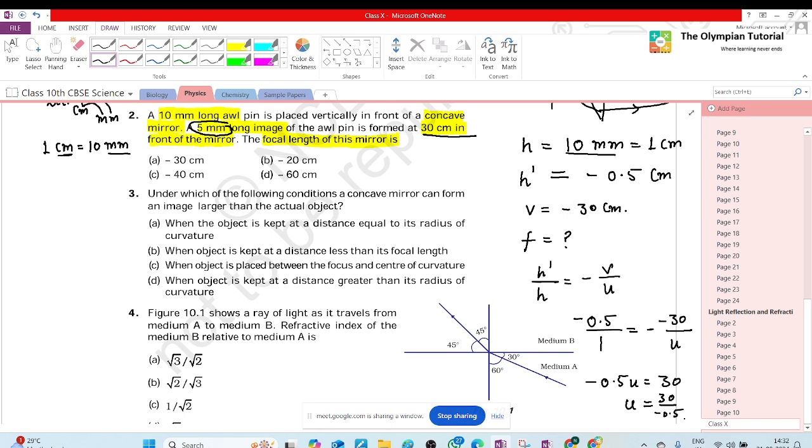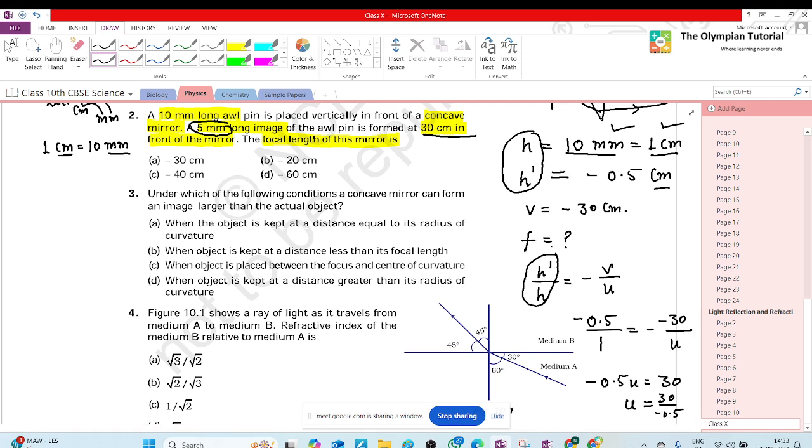One more thing I want to say, students. Here for h and h dash, we converted millimeter into centimeter. If we are not converting, then it will also work. Why? Because here we are taking the ratio of h dash and h. Are you getting my point? Yes, ma'am. We are not writing separate values. In case of separate values, definitely we have to convert, but here we are taking a ratio, so if the units are either millimeter or centimeter, both will work.